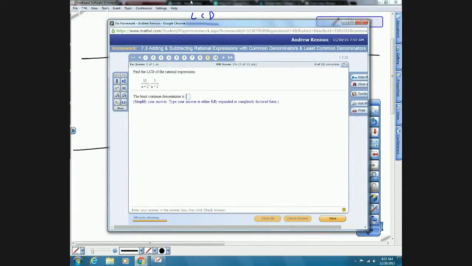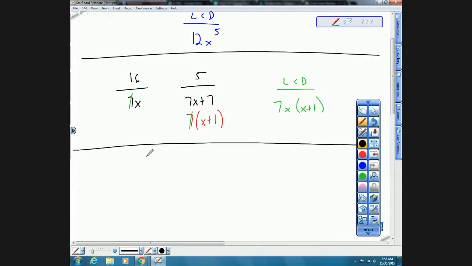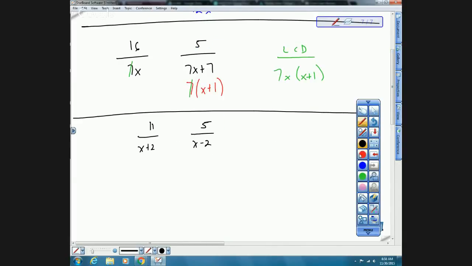All right, so on this one, 11x plus 2. On this one, I have x plus 2 here and x minus 2 here. They don't share anything. So x plus 2 stays together and x minus 2 stays together. So it's just x plus 2 and x minus 2.